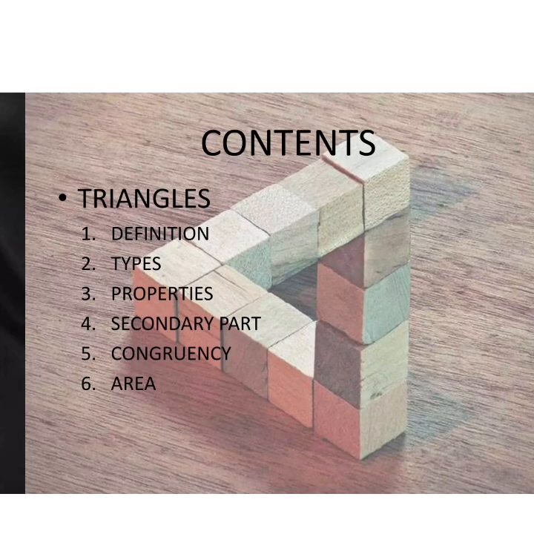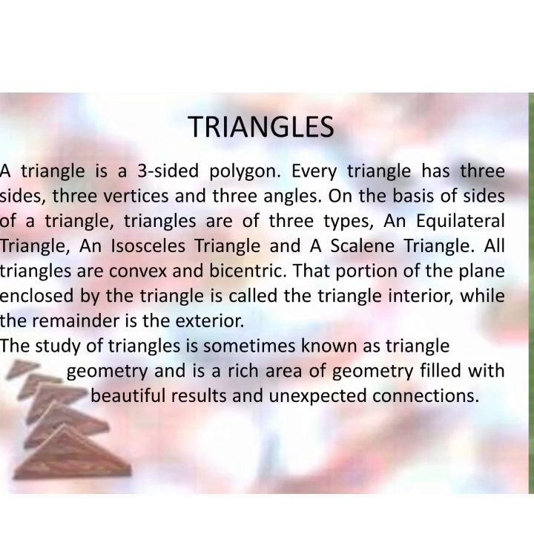So let's see what we are going to learn in this chapter. The following are the contents that we are going to learn today. The first is definition, then types, properties, congruency, and then area. So first is what is a triangle. A triangle is a three-sided polygon. Every triangle has three sides, three vertices and three angles.